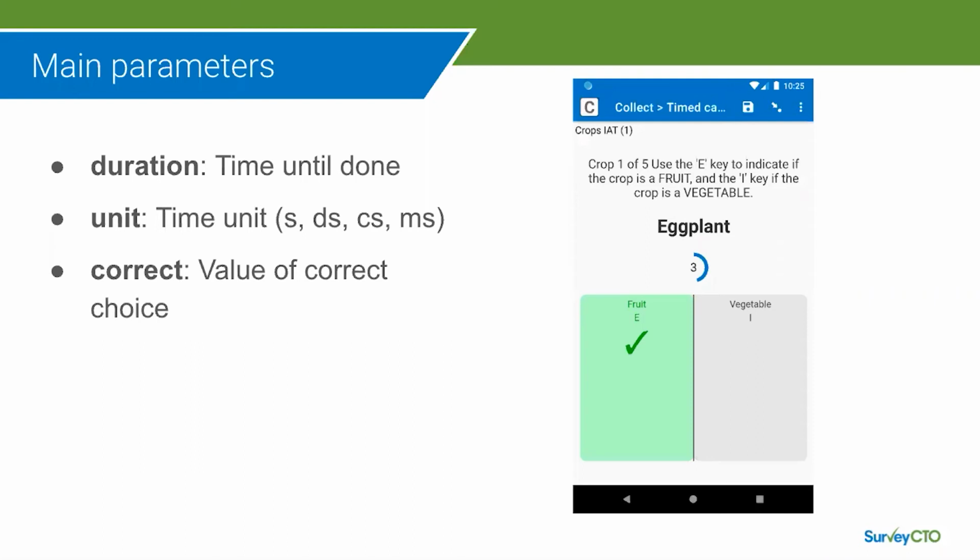The unit parameter defines the display unit of the time. For example, if you set the unit to milliseconds, which is thousandths of a second, and the duration is set to 5, then the timer will start at 5,000 and count down to 0 over 5 seconds.